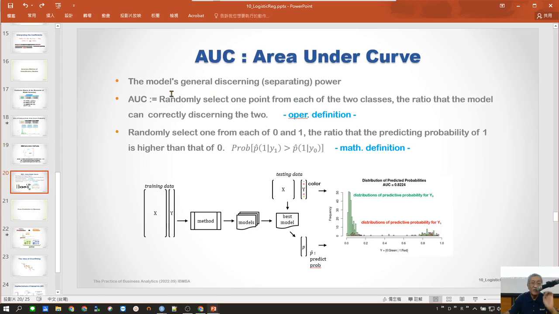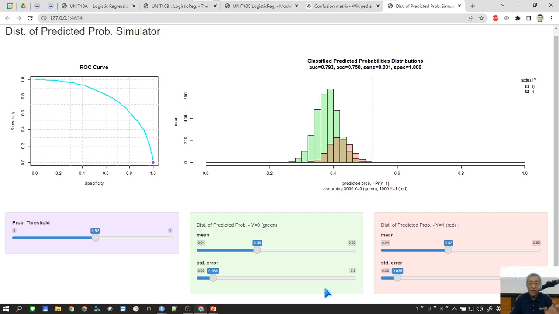So the model's general discerning, separating power, the AUC, is actually its general discerning power. It also has an operational definition: when I randomly pick one point in green and one point in red, the model can accurately separate them. That is basically the definition.